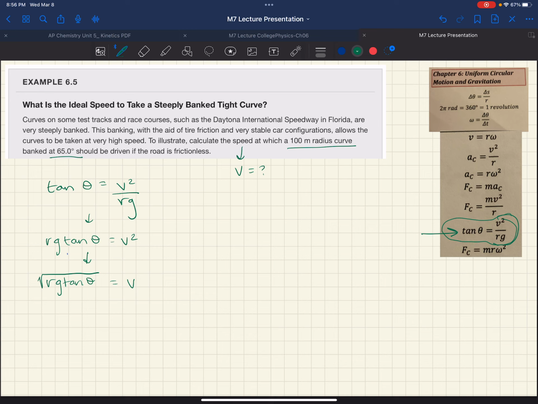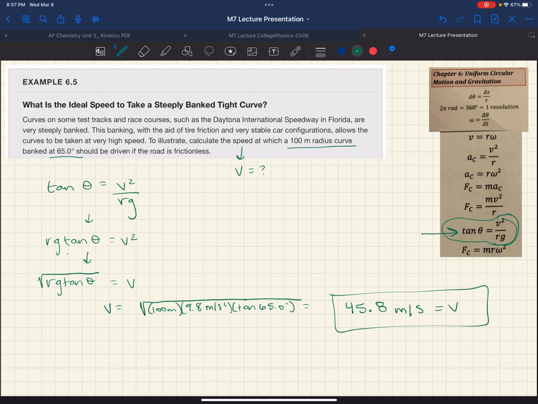And now we're ready to just plug in. So v equals the square root of the radius, which is 100 meters times gravity, multiplied by the tangent of 65 degrees. And once you've had a moment to actually plug that in, you should find that the velocity is 45.8 meters per second for this particular situation.